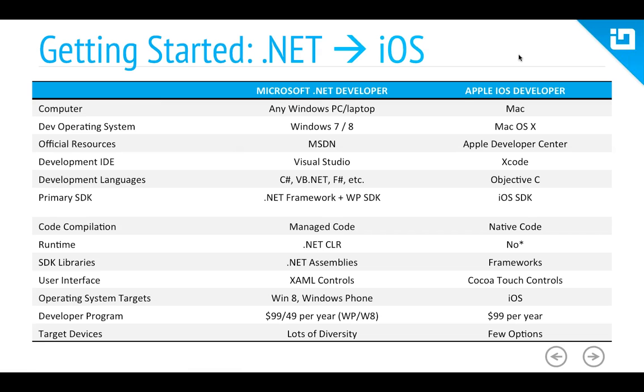So now let's get started. How do we build an application for iOS? Well, the first thing you're going to need is a computer, and you're going to need a Mac. Today, you're probably using a Windows PC or laptop, but for iOS development, you're going to need to use a Mac. Your development operating system today might be Windows 7 or Windows 8, but as an iOS developer, you're going to be using Mac OS X. Even though you can technically run Windows on the Mac machine, that still won't allow you to create applications for iOS running in Windows.